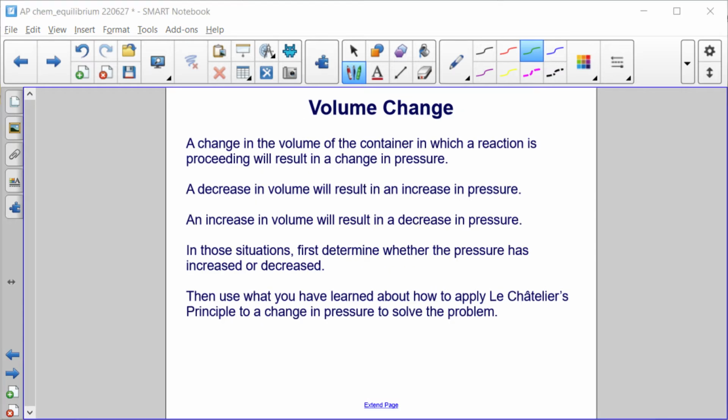Volume change. A change in the volume of the container in which a reaction is proceeding will result in a change of pressure. A decrease in volume will result in an increase in pressure. An increase in volume will result in a decrease in pressure. In those situations, first determine whether the pressure has been increased or decreased. Then, use what you've learned about how to apply Le Chatelier's principle to a change in pressure, which we just discussed previously, in order to solve the problem.